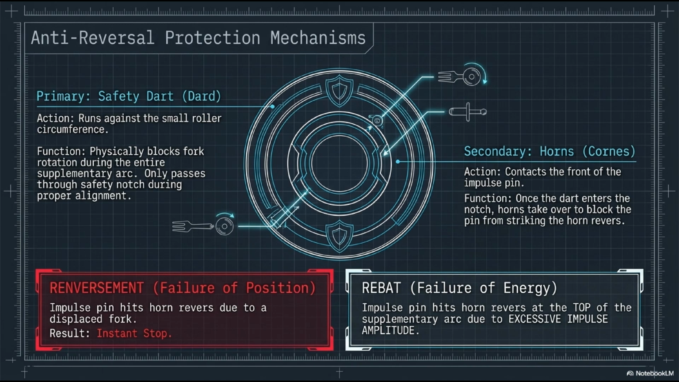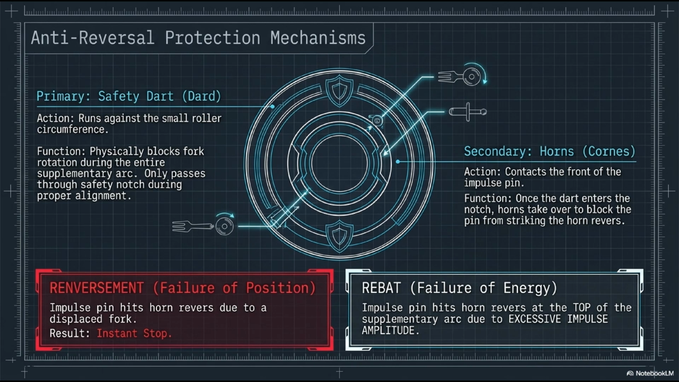Primary protection, the safety dart. During the supplementary arc, the dart tip runs against the solid outer circumference of the small roller. The dart clearance is less than the total engagement angle. Any shock displacing the fork is stopped by dart to roller contact after only the dart clearance angle of displacement. The fork cannot reach the reversal position because the solid roller is in the way.